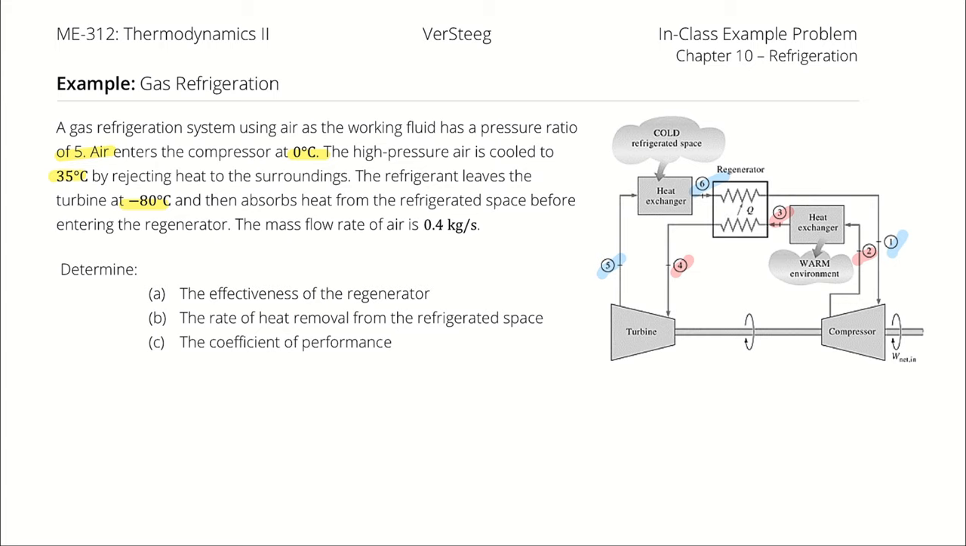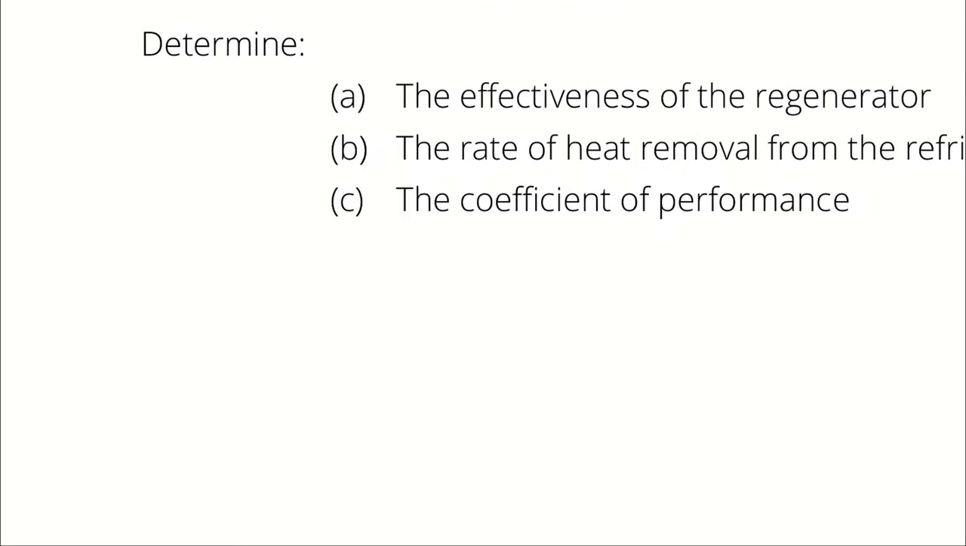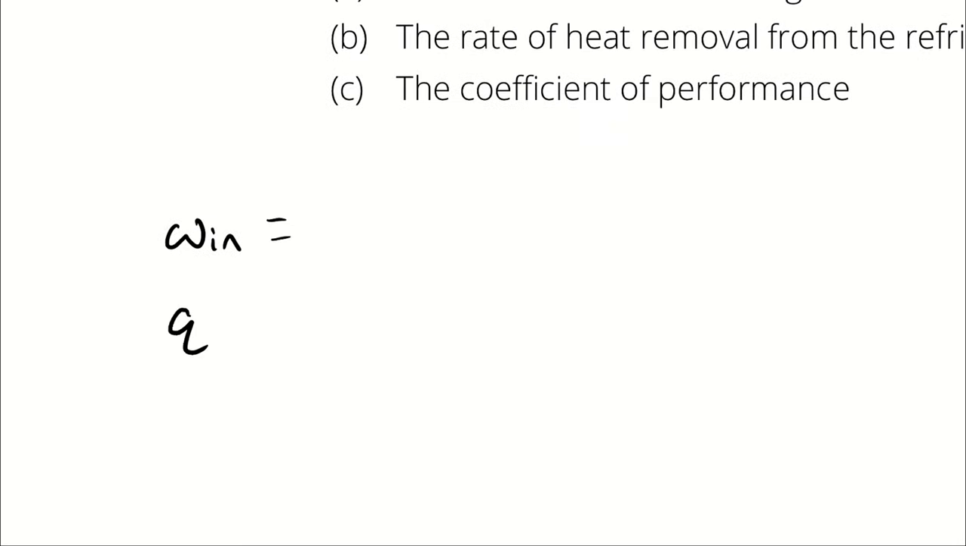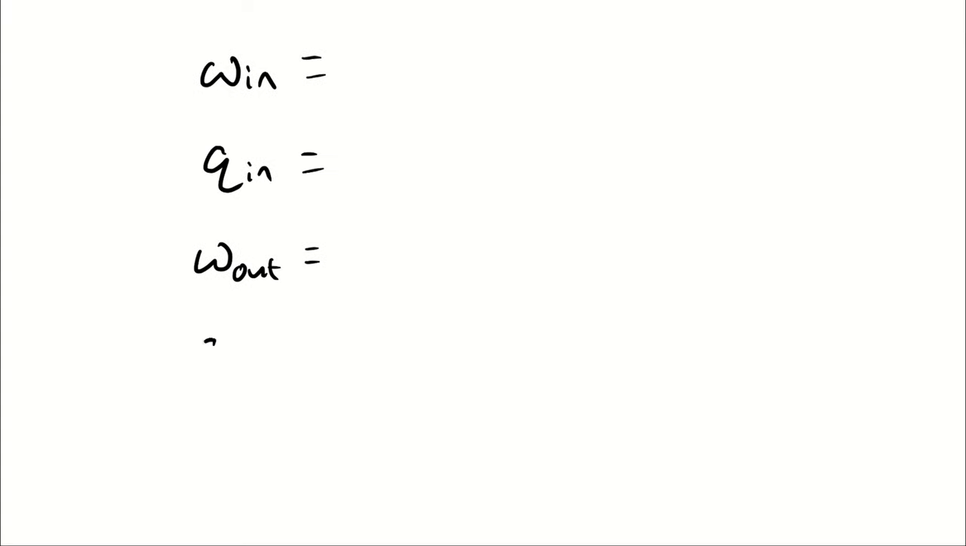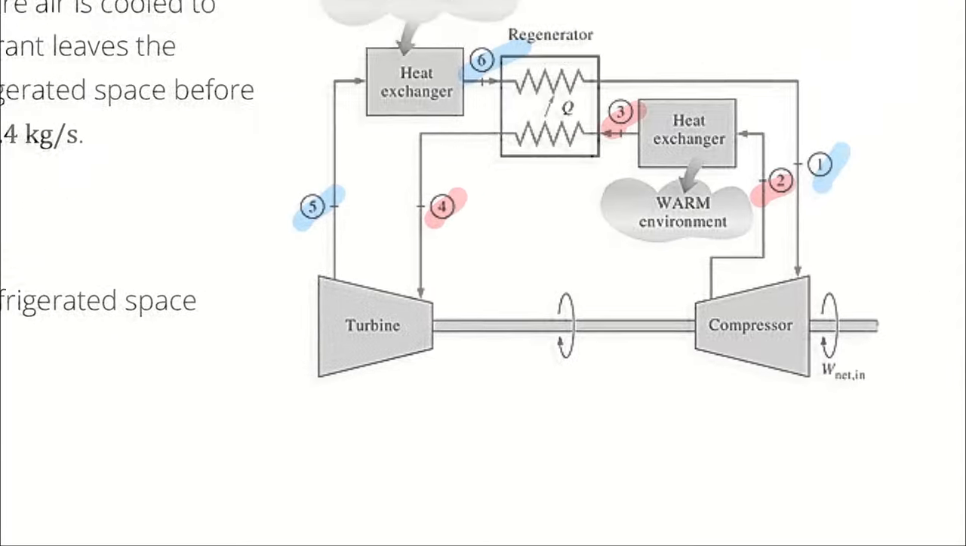The first thing I want to do before we get into analyzing what the problem is asking for is setting up my work-in, Q-in, work-out, and Q-out relations. I recognize that because the turbine, the compressor, the heat exchangers, and the regenerator are all open systems that are assumed to operate steadily, my work and heat transfer terms are only going to be relative to delta H. So I can write the work into the cycle on a specific basis, the Q into the cycle on a specific basis, the work out of the cycle on a specific basis, and the Q out of the cycle on a specific basis, relative only to enthalpies in our state points.